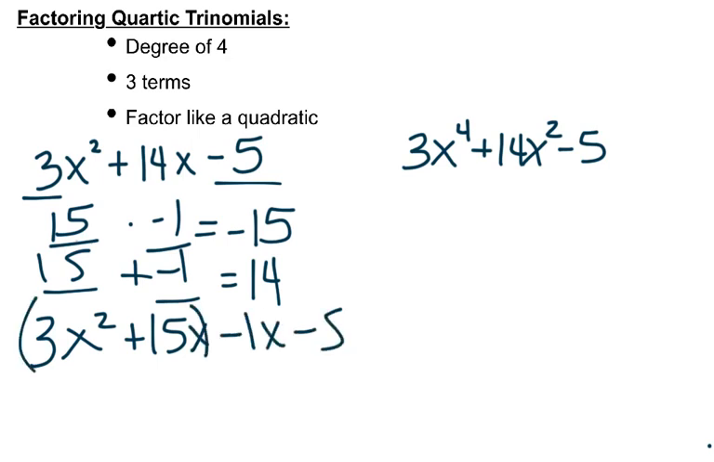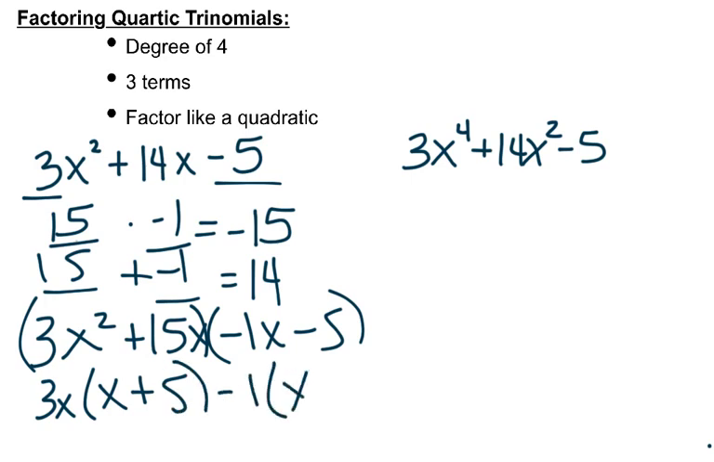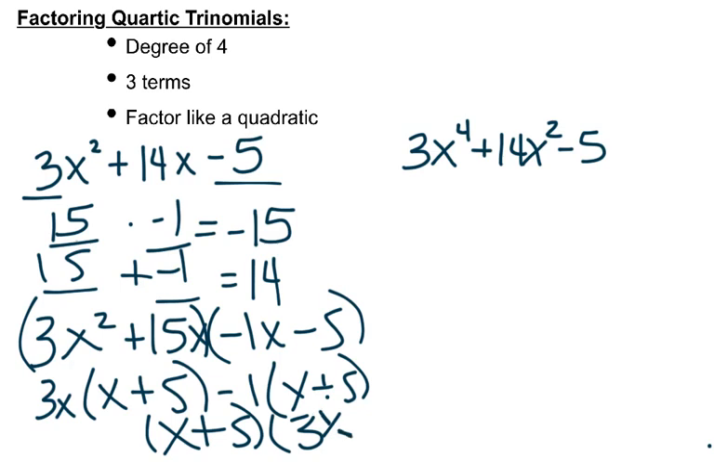And then I would group the first two and the last two. If you don't know what I'm talking about, stop right now and go watch a video on factoring quadratics. I'm going to pull out a GCF of 3x. I'm left with x plus 5. I'm going to pull out a GCF of negative 1. I'm left with x plus 5. So notice the two parentheses match, x plus 5. And then the two GCFs you took out, 3x minus 1.